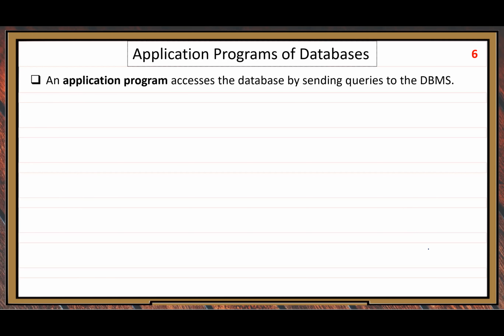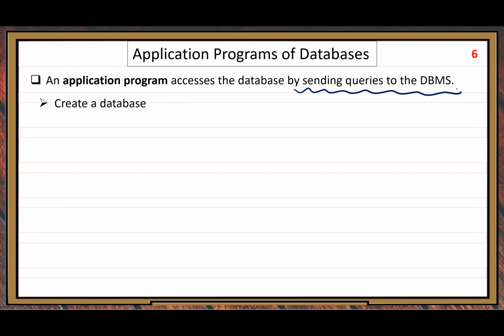Application programs access the database by sending queries to the DBMS. In my examples, I want to show you how to send queries to the DBMS. PHP and Java use two completely different ways, so I want you to see different communication ways. The mechanisms are quite different.